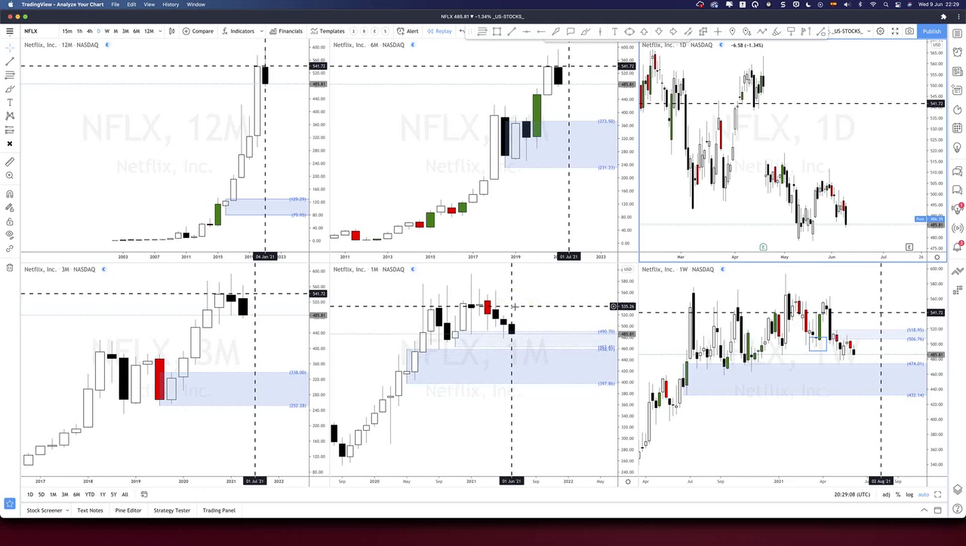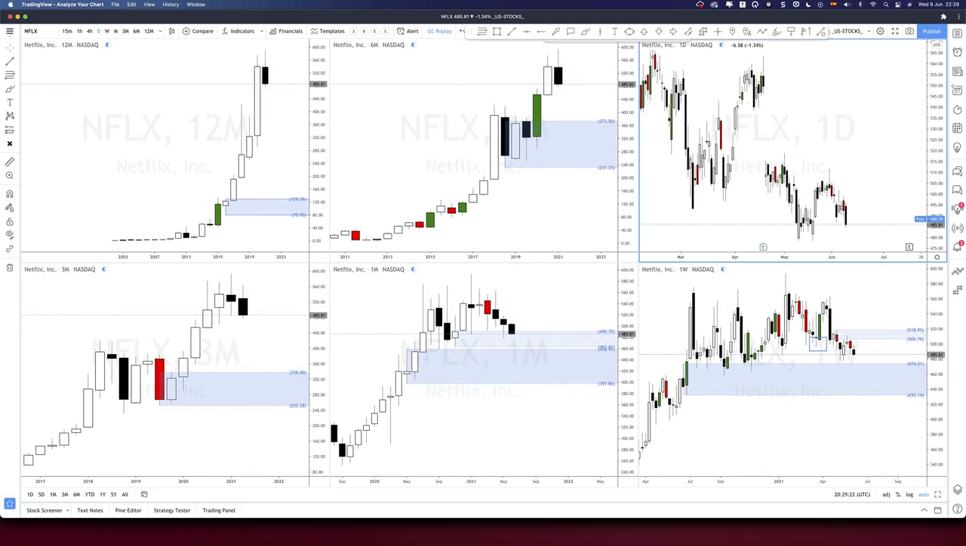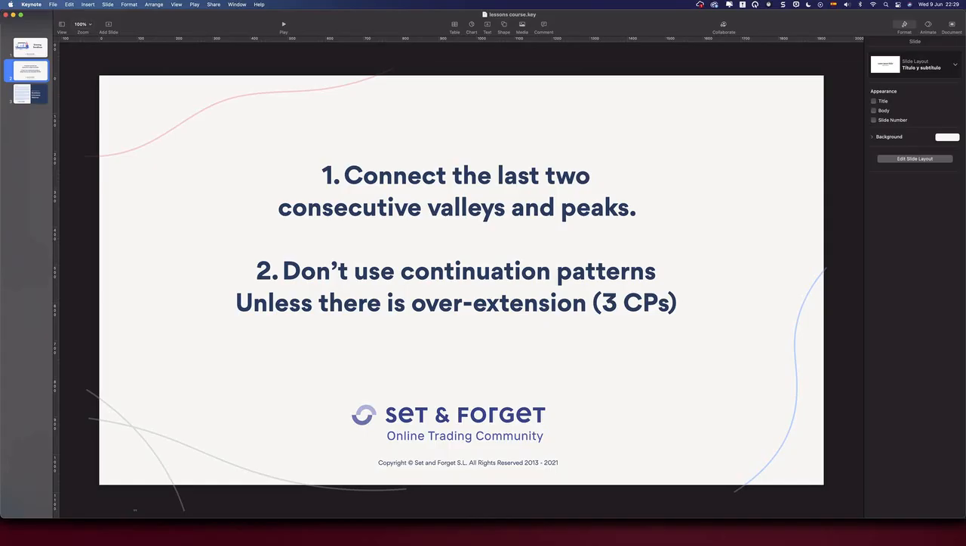We need to connect the trend lines this way because otherwise we will not be able to apply the realignment rules, which is the core rule to locate a potential setup using multiple time frame analysis. And that's everything for this video. Remember, you need to practice and focus on the very, very clear valleys and peaks, and never ever use continuation patterns to draw a trend line. Thanks a lot.